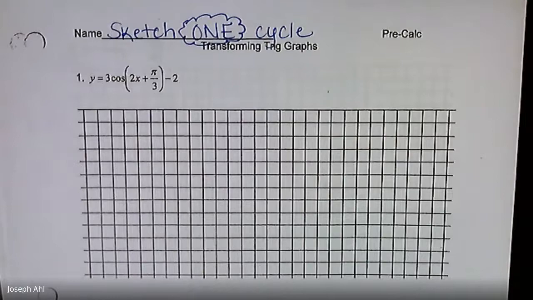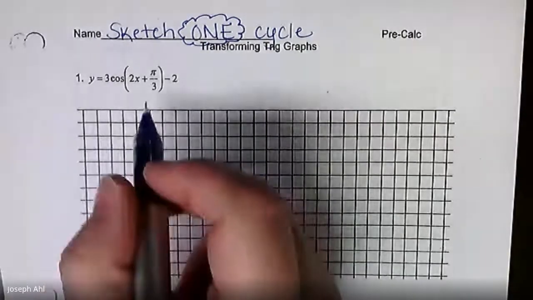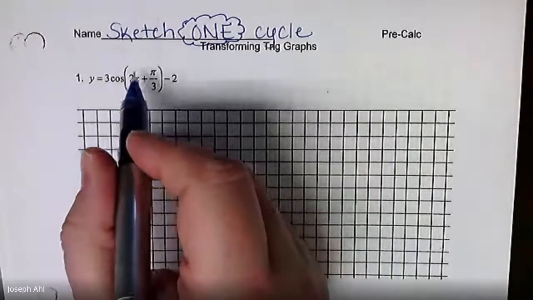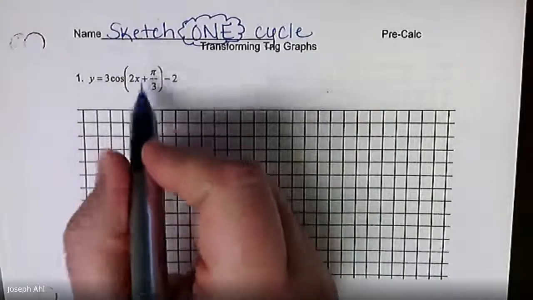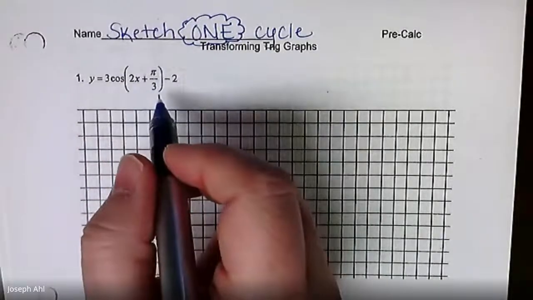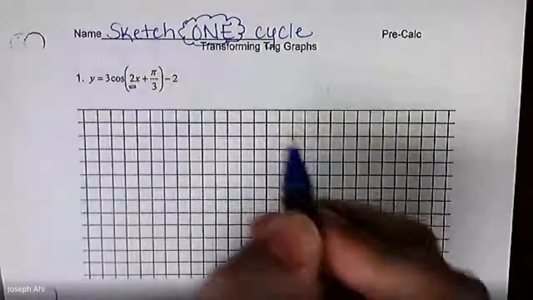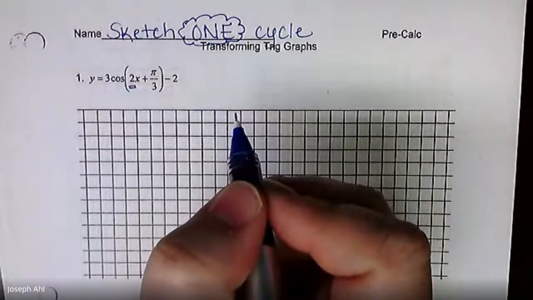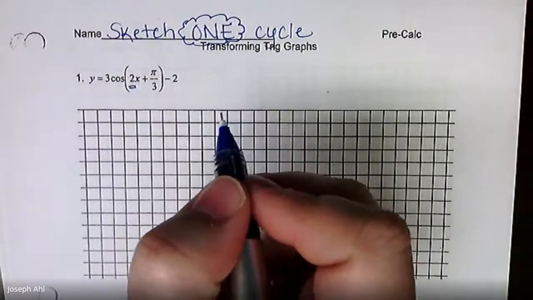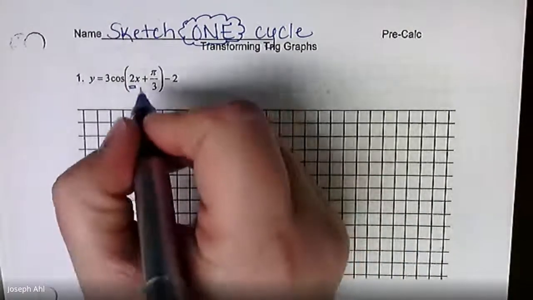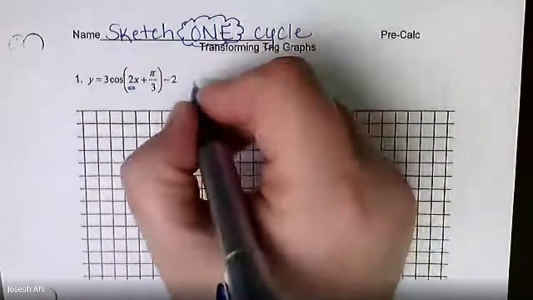To get started for something like number one, when you have a frequency on the inside and a phase shift, like the plus pi over 3, it's really important that you factor out this number 2. That frequency is kind of a GCF, because we can't identify the phase shift, how far left or right this has gone, until the coefficient of x is a 1.